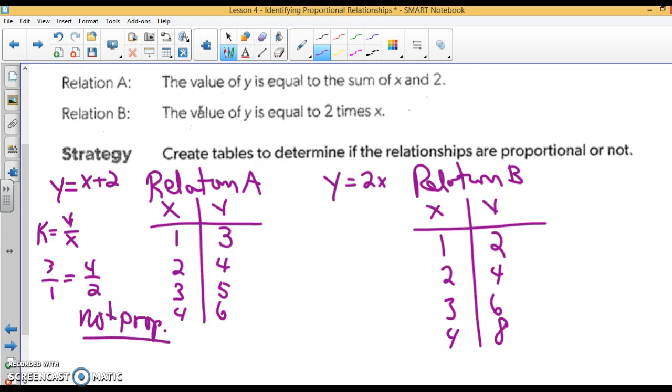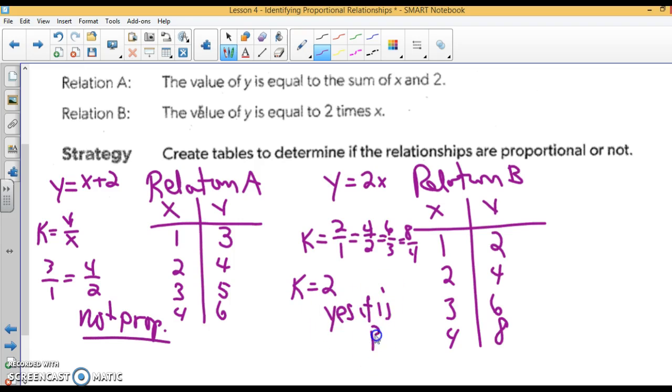Over here, let's check k. 2 over 1, is that the same as 4 over 2? Yep. Is that the same as 6 over 3? Yep. Is that the same as 8 over 4? Yes, they will all be 2. So k is 2. That is the constant of proportionality, and yes, it is proportional.